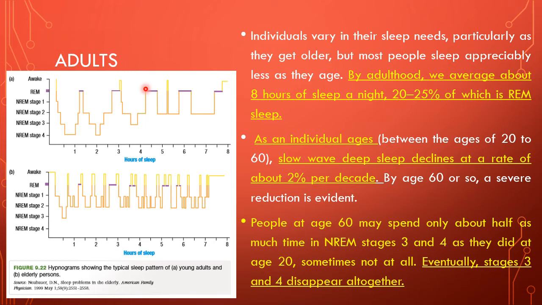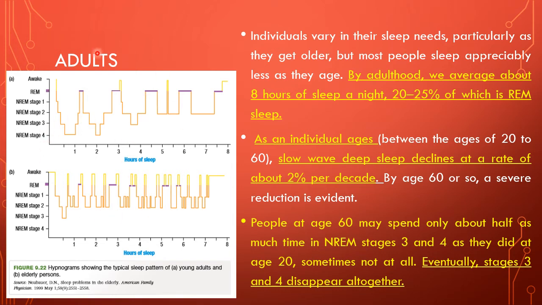So people at age 60 may spend only about half as much time in NREM stages 3 and 4 as they did at age 20, sometimes not at all. Eventually, stages 3 and 4 disappear altogether. According to the restoration theory, it's because they're not as active as they once were, but they might be more mentally active. So, for example, reading, puzzles, all that sort of stuff.